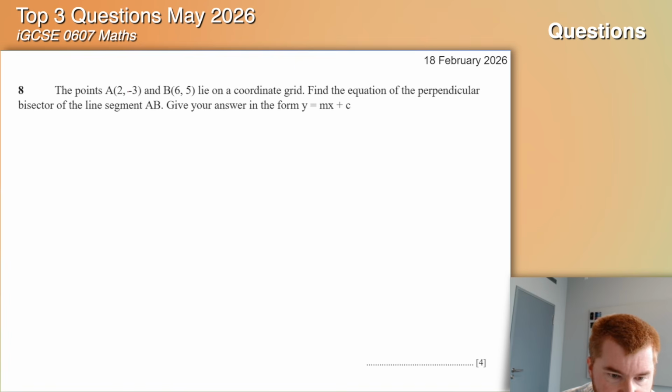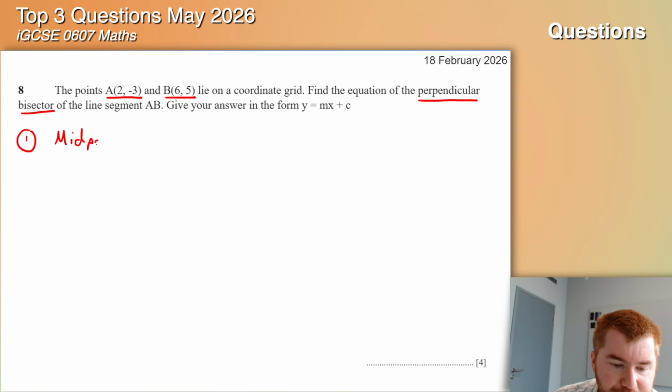So we have 2 points. So if A is (2, -3) and B is (6, 5). We have A and B, so 2 coordinates on a coordinate grid, and we need to find the perpendicular bisector. This is the magic word here, and get the answer in the form y equals mx plus c. So I have a standard process here. So the first thing, I'm going to find the midpoint.